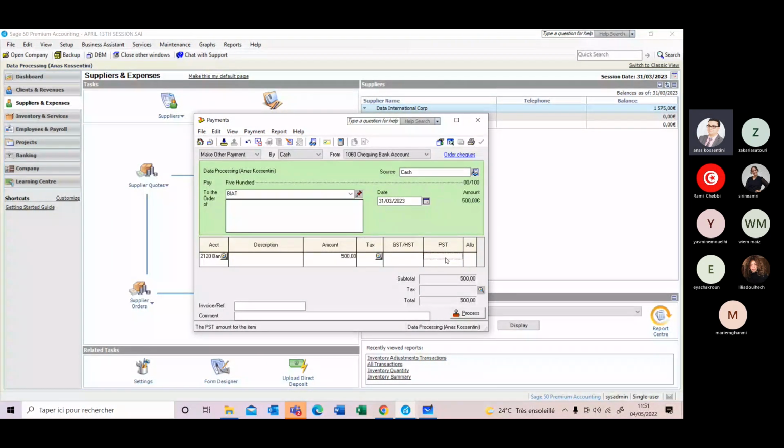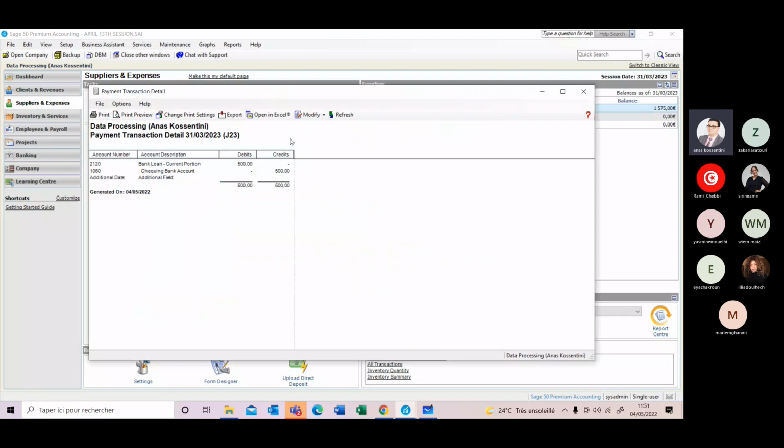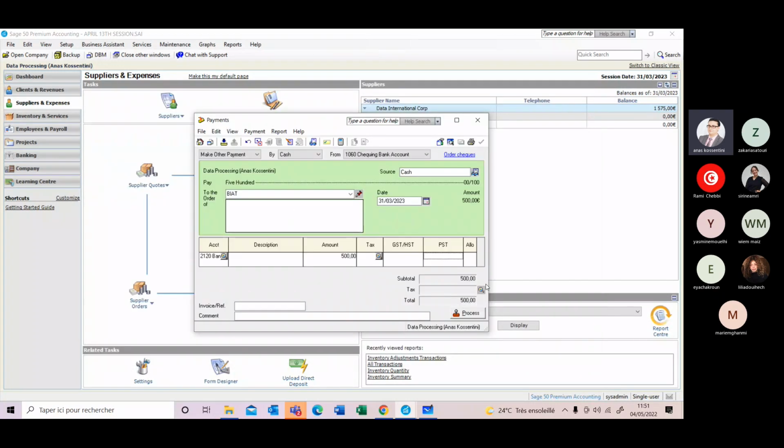To make sure that this transaction is well recorded, before I click on process, I go to report, display payment transaction detail. Is it the journal entry that I would like to process? The debit is the liability, so you decrease the liability, and you credit the checking bank account, which is the cash, of 500. That's exactly what I need, right? Okay, excellent. So I can click on process, but I will not be clicking on process, but I'll do something else.